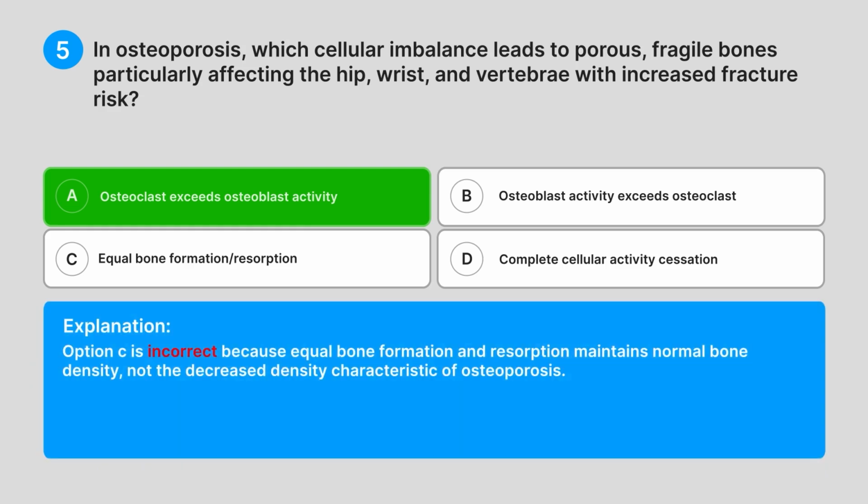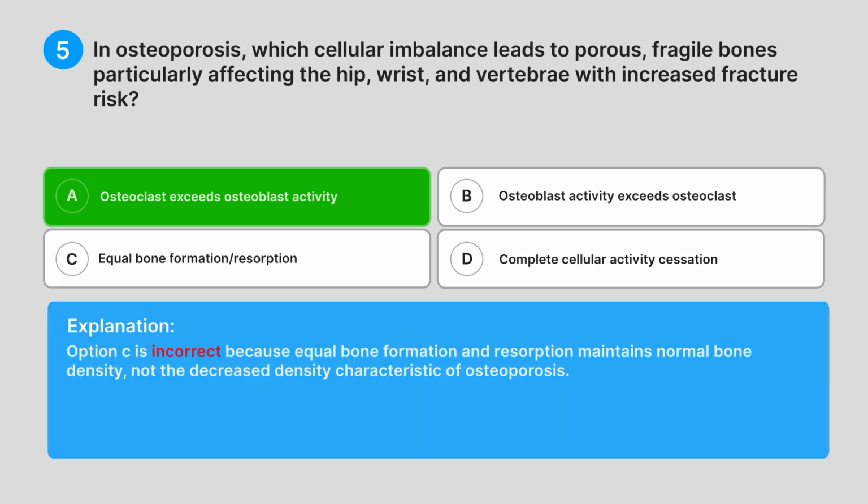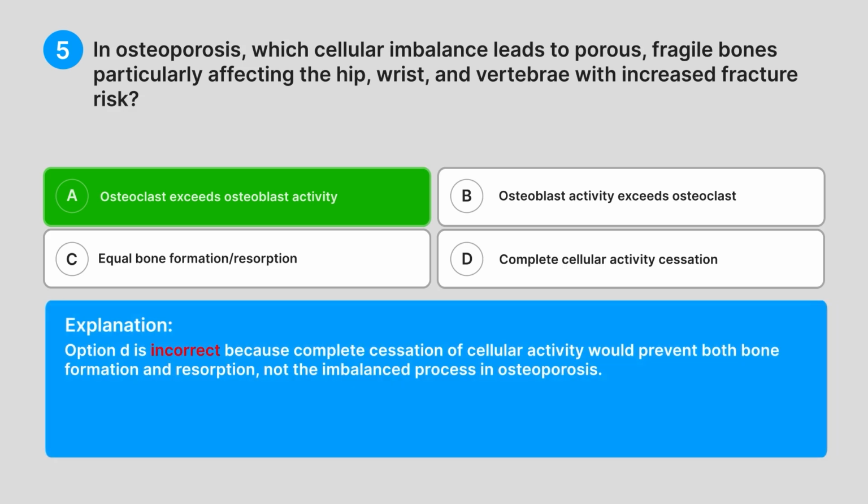Option C is incorrect because equal bone formation and resorption maintains normal bone density, not the decreased density characteristic of osteoporosis. Option D is incorrect because complete cessation of cellular activity would prevent both bone formation and resorption, not the imbalanced process in osteoporosis.